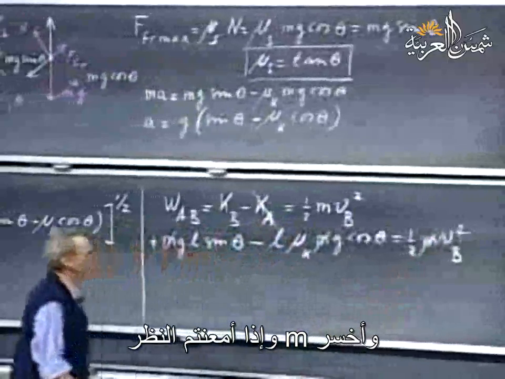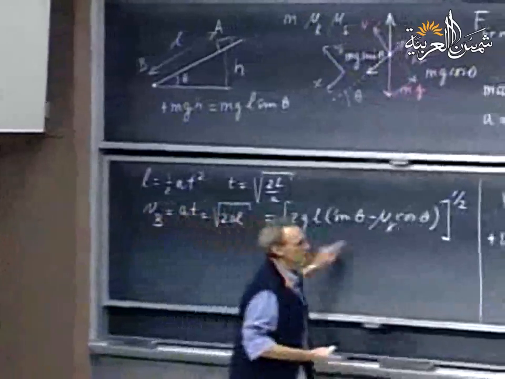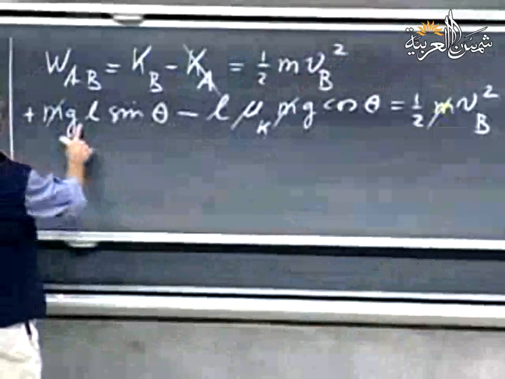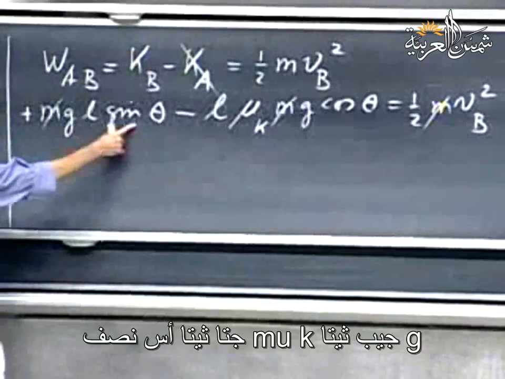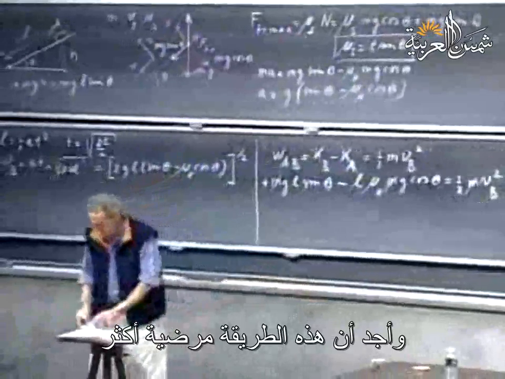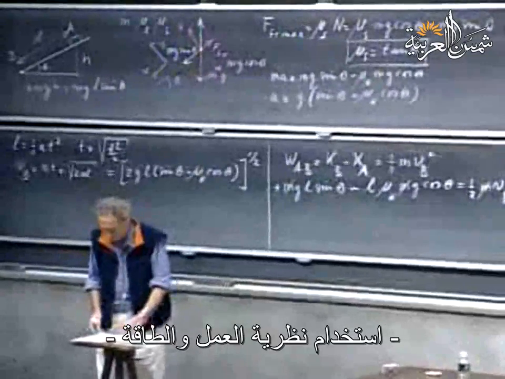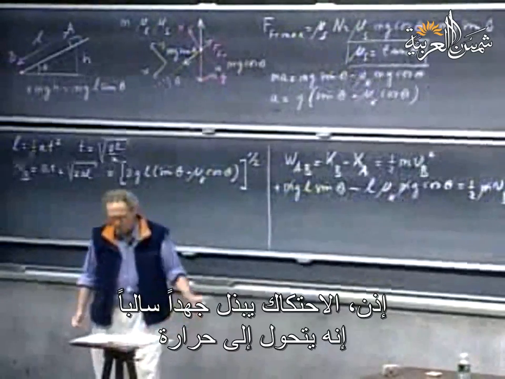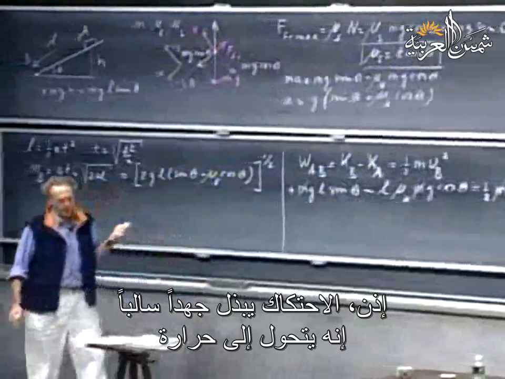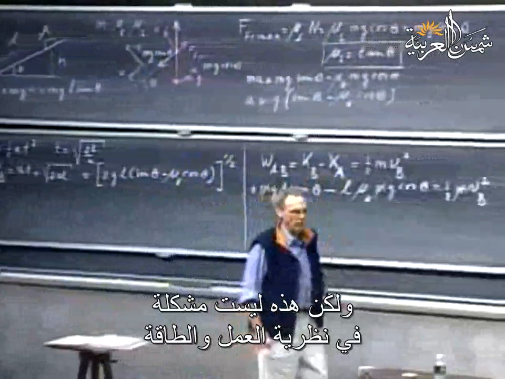And if you look very carefully, if you're willing to do that in your head, you bring the 2 to the left, so you get 2gL, and then you get g sine theta minus mu k cosine theta, to the power 1/2. You get exactly the same result. And I find this somehow more pleasing, to use the work energy theorem. So friction does negative work, it's converted into heat. But that's no problem for the work energy theorem.